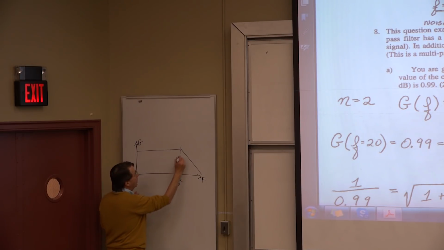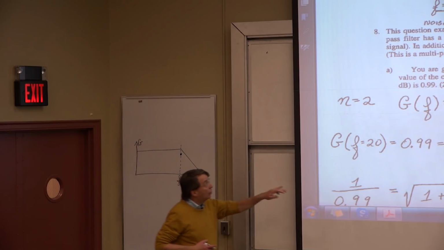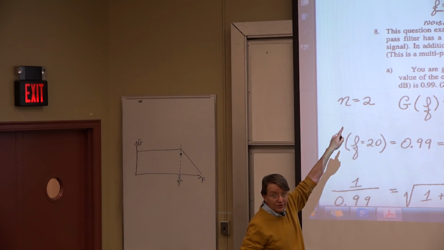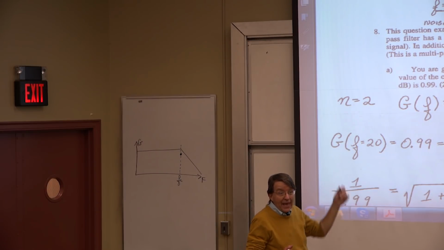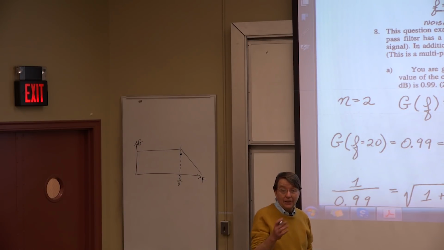Now what happens here? You are already down 3 dB. So that's 0.707. So if I had selected the corner frequency to be 20 hertz, the gain at 20 hertz would be 0.707. So, Vincent, I don't want that. What I want is the gain at 20 hertz to be 0.9.